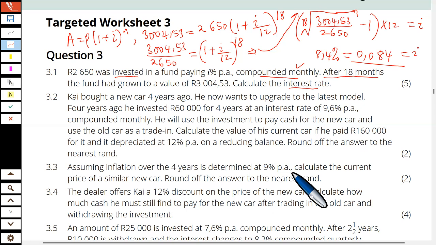Kai bought a new car 4 years ago. He now wants to upgrade to the latest model. 4 years ago, he invested 60,000 for 4 years at an interest rate of 9,6% per annum compounded monthly. He will use the investment to pay cash for the new car and use the old car as a trade-in. So he's going to trade in the old one and get the new one. Calculate the value of his current car if he paid 160,000 for it and it depreciated at 12% per annum on a reducing balance. Round off the answer to the nearest rand.